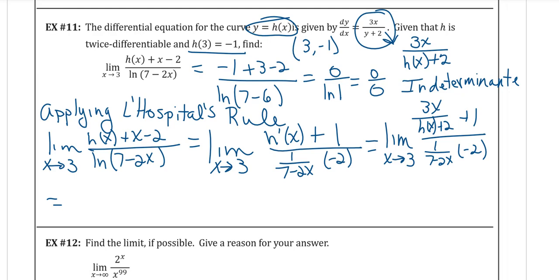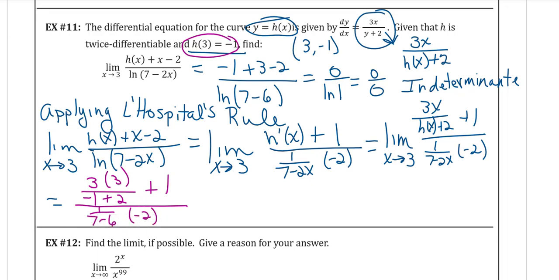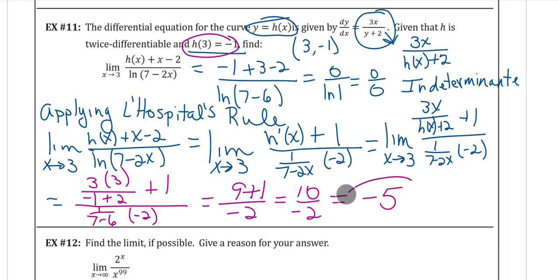All right, so substituting. So we have 3 times 3 over, and remember, h of 3 is negative 1, plus 2, and then, of course, we have that plus 1. And our denominator is going to be 1 over 7 minus 6 times negative 2. So simplifying this, we get 9 over 1, which is 9, plus 1. We have 1 times negative 2, so we have 10 over negative 2, which equals negative 5.